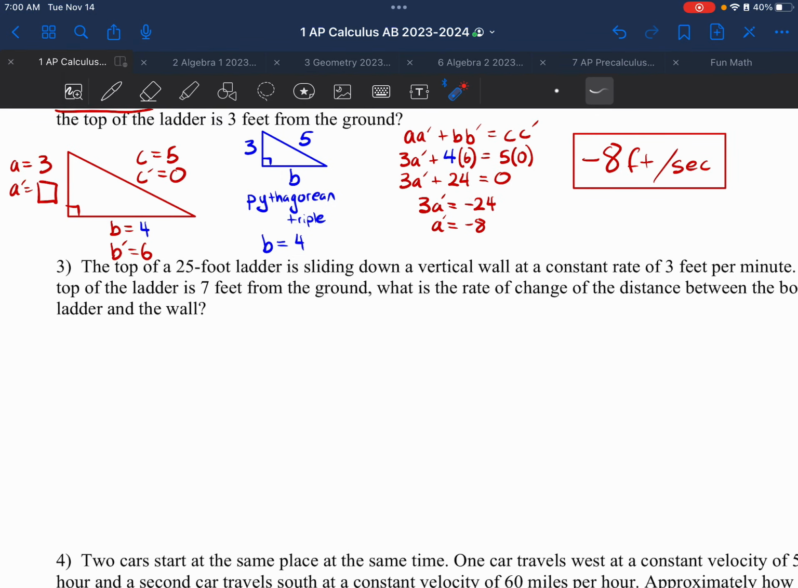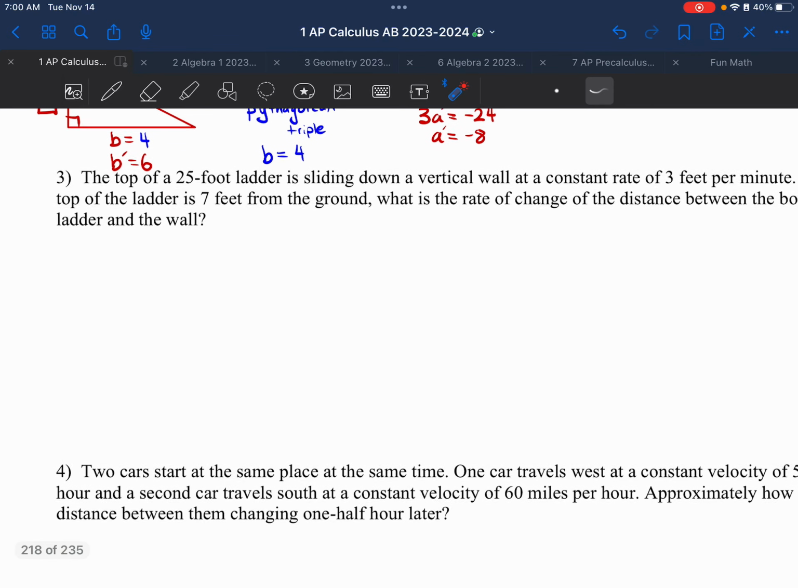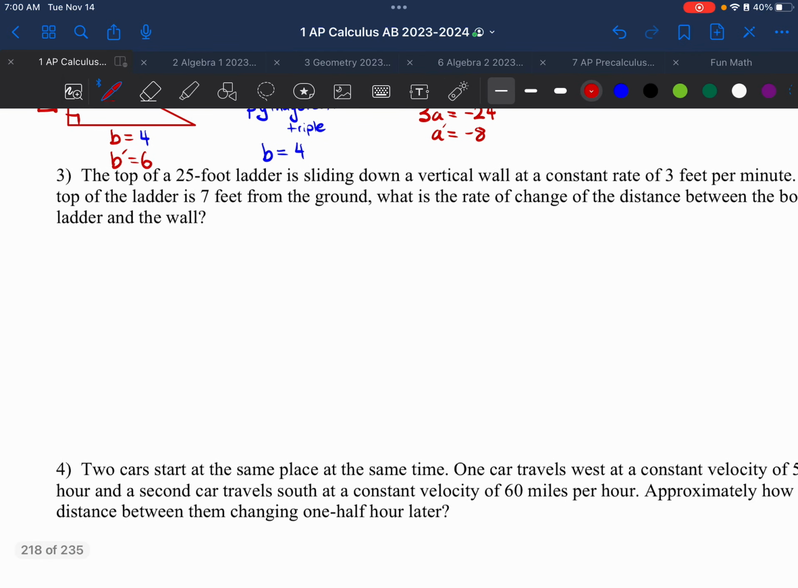All right, number 3, the top of a 25-foot ladder. Okay, another ladder problem. Let's go ahead and make a triangle. So it's going to be a right triangle. I just have a feeling we're going to have a second triangle, but we'll go ahead and just leave this for now. B, we don't know. B prime, we don't know. A, we don't know yet. A prime, C, and C prime.